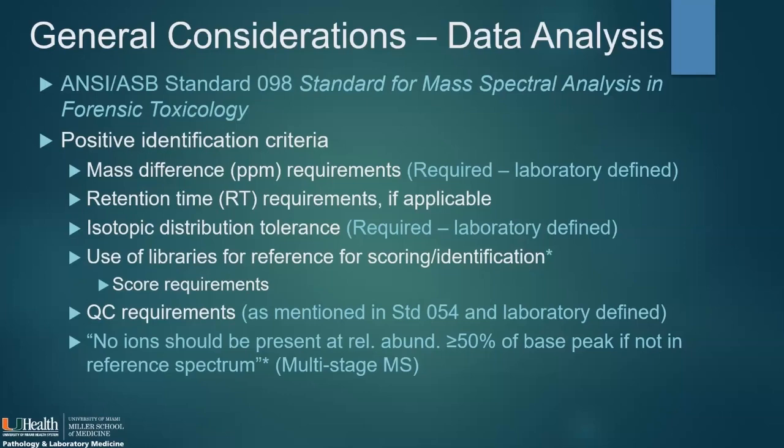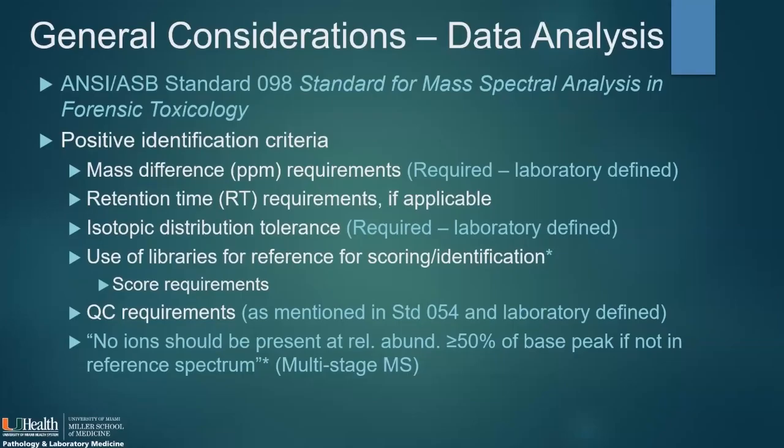Isotopic distribution tolerance, this is required, but laboratory defined. And the use of libraries for reference or for scoring and identification, I have a little asterisk by this because there are 2 options, and this is the option I'm going to talk about. In Standard 98, they say that you can use libraries for reference or scoring, or you have to have additional criteria for how you're looking at the MS spectra. But since my laboratory uses the libraries for reference, that's what I'm going to talk about. With that, we have score requirements that we also need. And then QC requirements. Standard 98 mentions your QC requirements should be as mentioned in Standard 54, and they are laboratory defined.